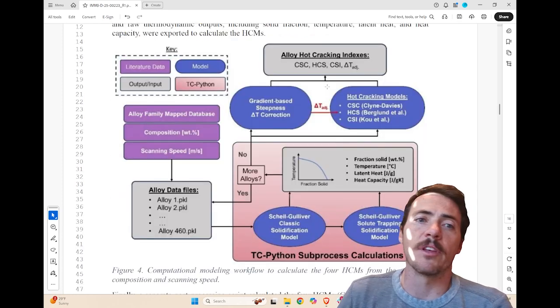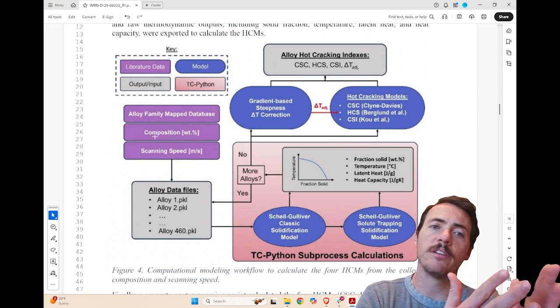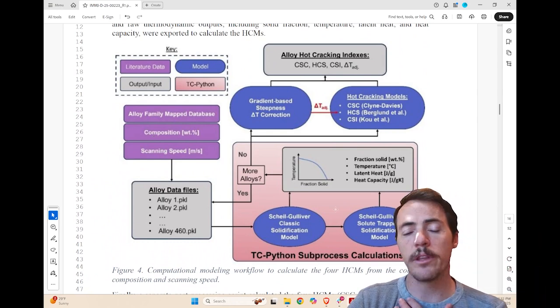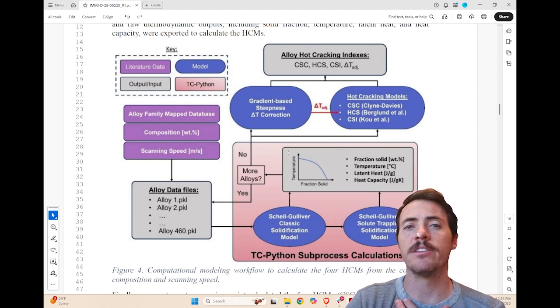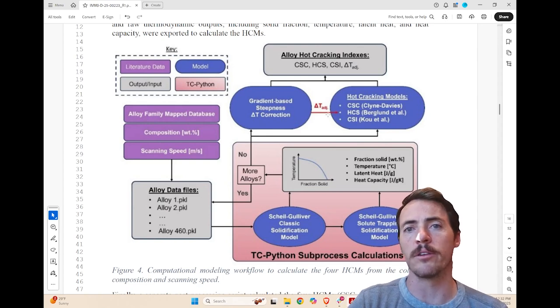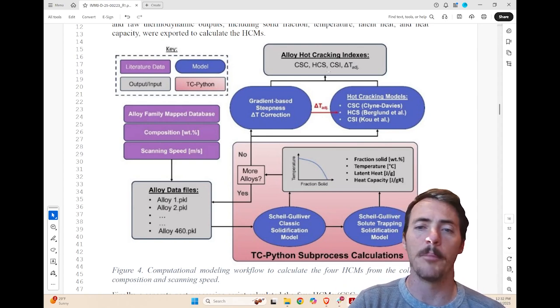Their workflow looked something like this. You can see going from data to packaging and getting that data ready for the thermo calculations. Here they're actually doing those Thermo-Calc calculations. They had to do a gradient-based steepness correction in some cases to get this adjusted delta T. Then they could feed it to the models and assess these hot cracking indices according to the different models. But the big question you should have is, how well did they perform?